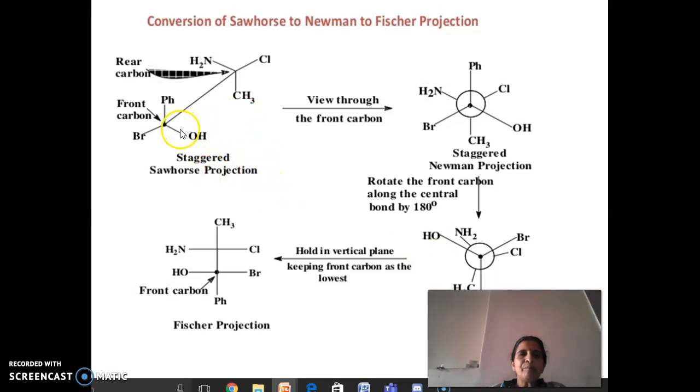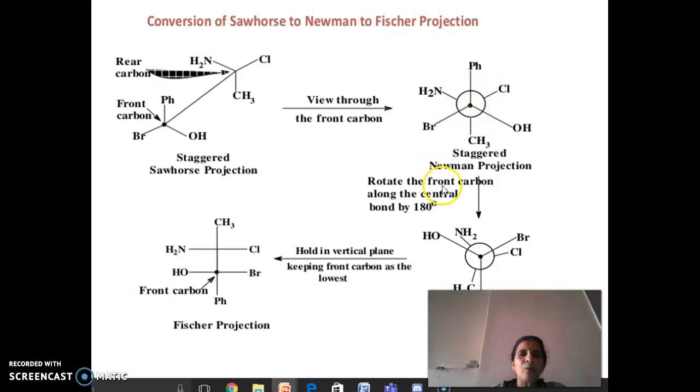In this case, this is the Sawhorse projection, and you can see this is the front carbon atom and this is the rear carbon atom. If it is viewed through the front carbon atom, it is shown by a dot, and the bonds can be shown by a straight line. This is how the bonds with other substituents can be shown for the front carbon atom. Similarly, for the rear carbon atom, which is shown by the circle.